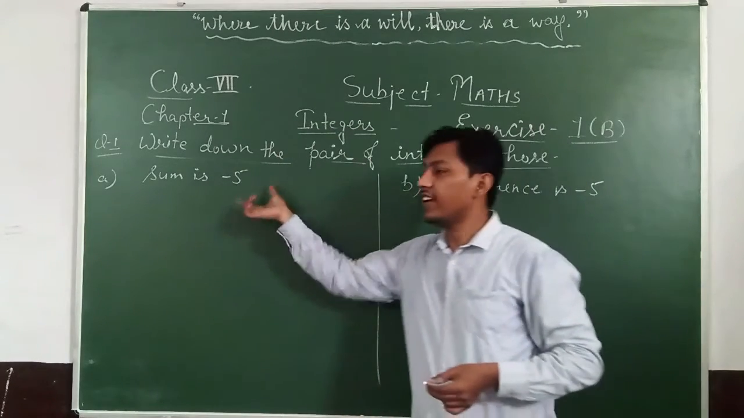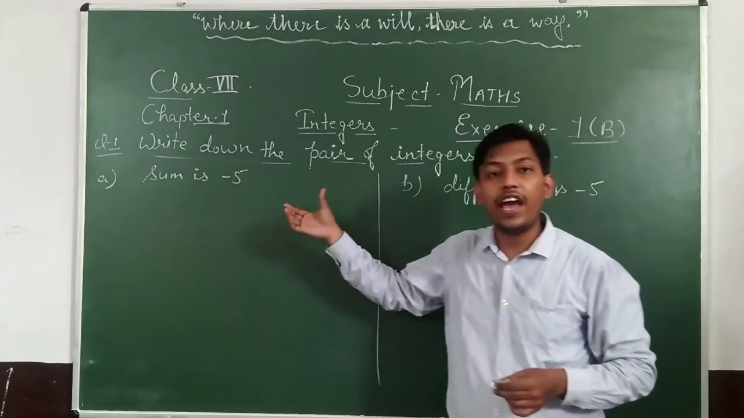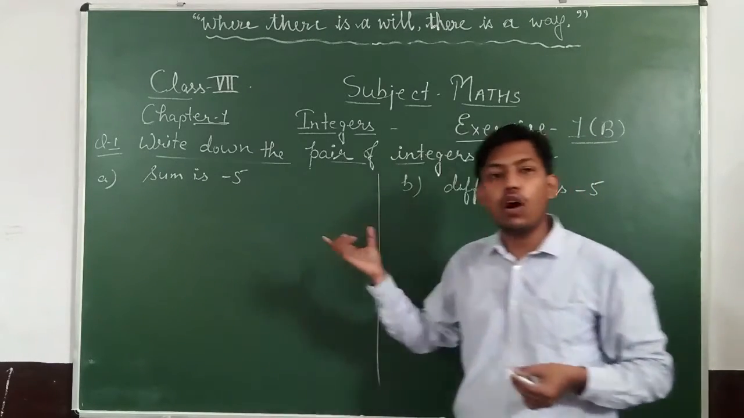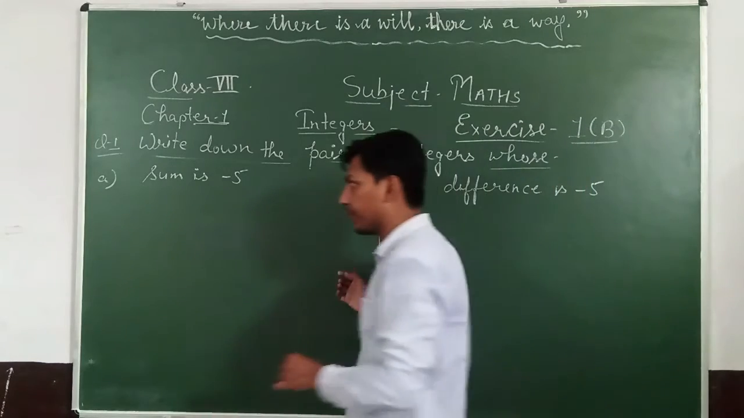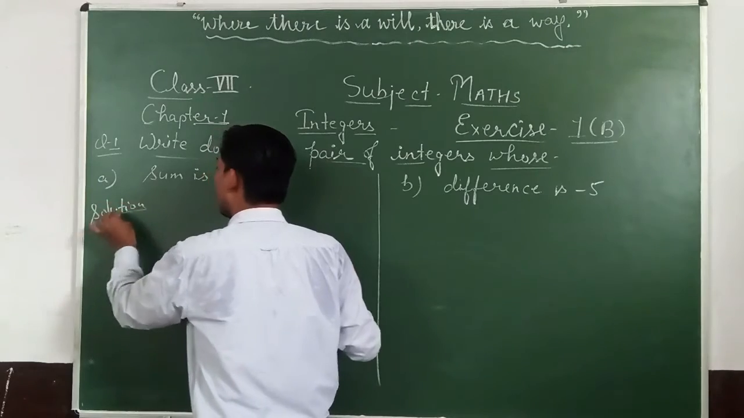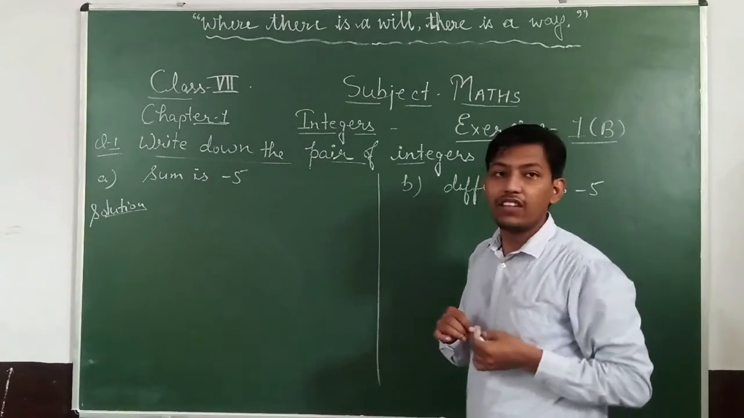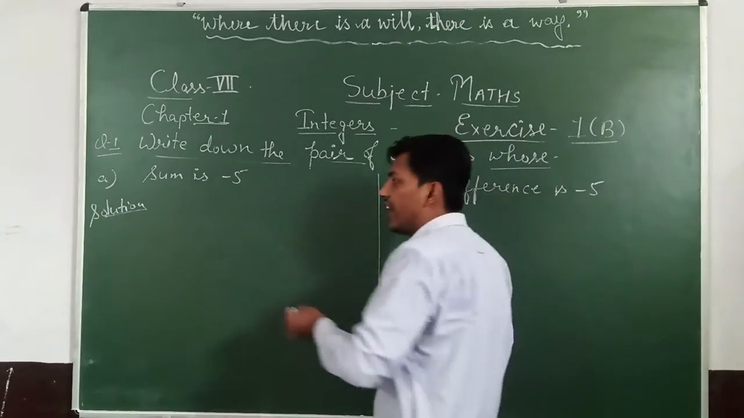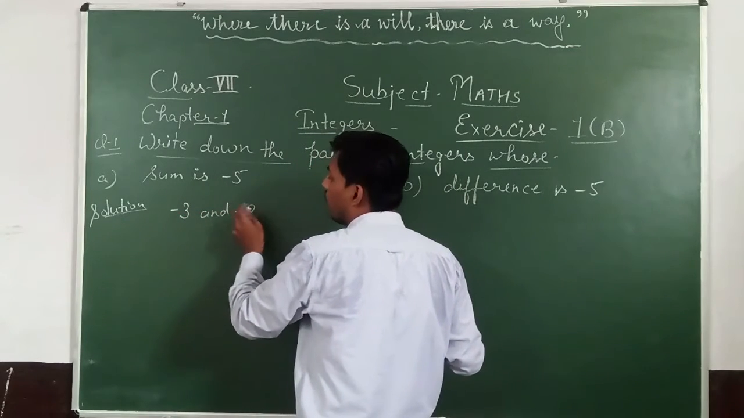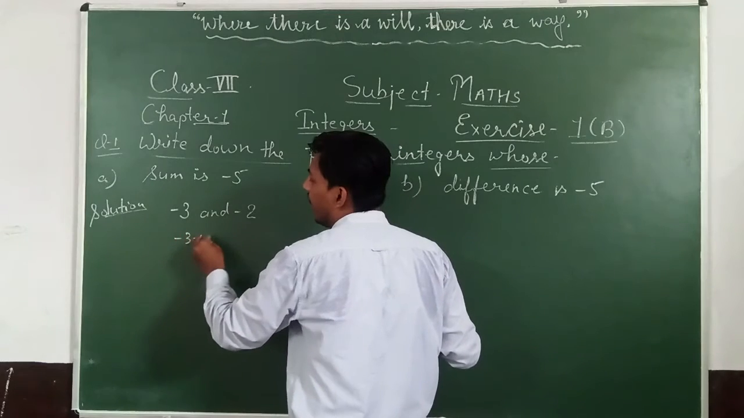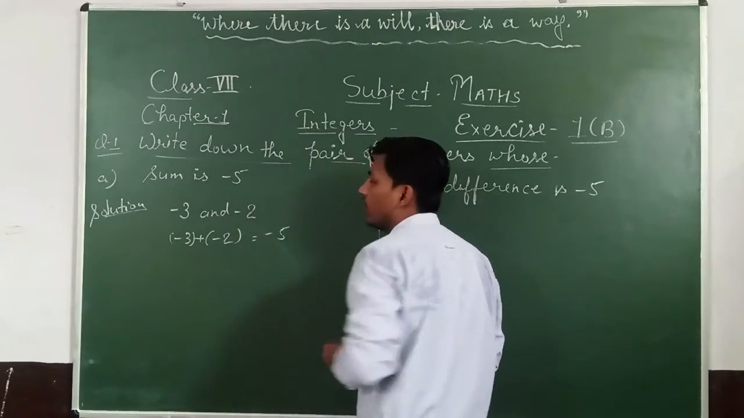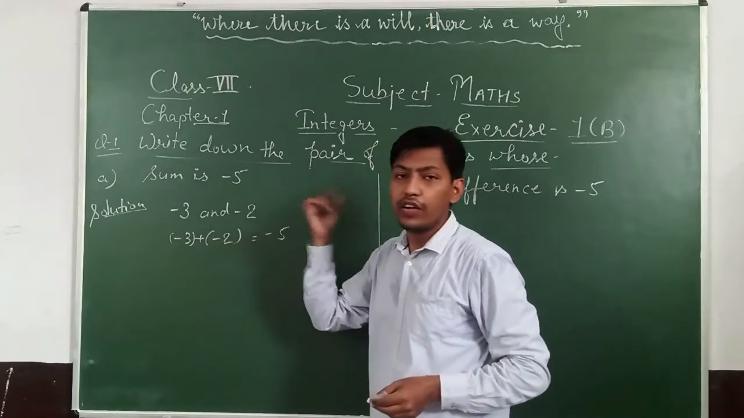It is a simple statement and it may have many answers and many solutions. I will write 2 or 3 of them. The sum of the integers is minus 5. If we add minus 3 and minus 2, what will we get? Minus 3 plus minus 2. We will get minus 5. So the first solution is minus 3 and minus 2.